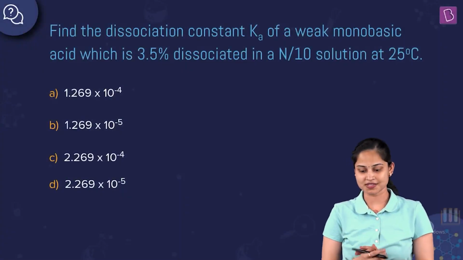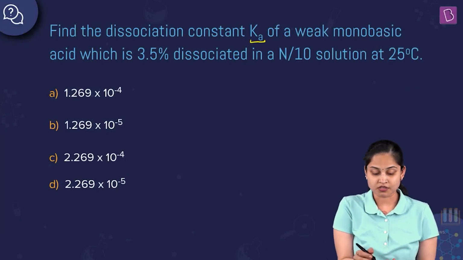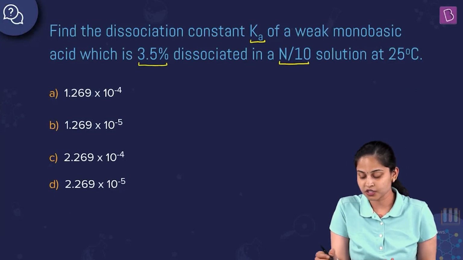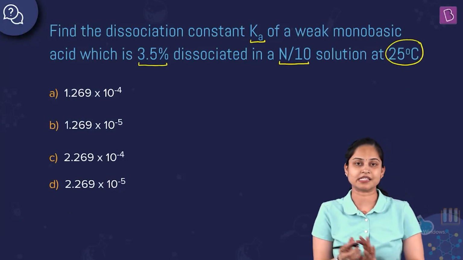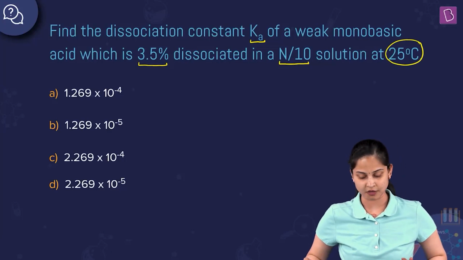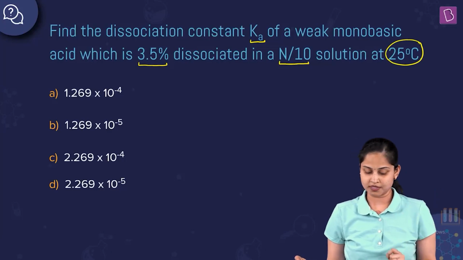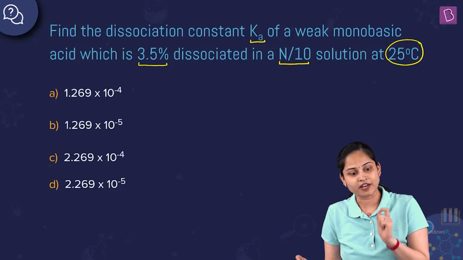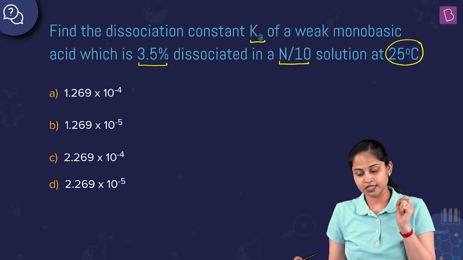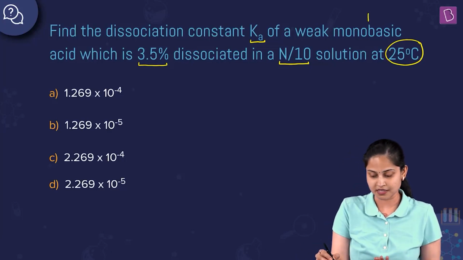Find the dissociation constant Ka of a weak monobasic acid which is 3.5% dissociated in a N by 10 solution at 25 degrees Celsius. Okay, we need to find out the value of dissociation constant Ka, which gives the measure of the acidity, for a weak monobasic acid which is 3.5% dissociated, and the normality is N by 10 normal solution at 25 degrees Celsius.